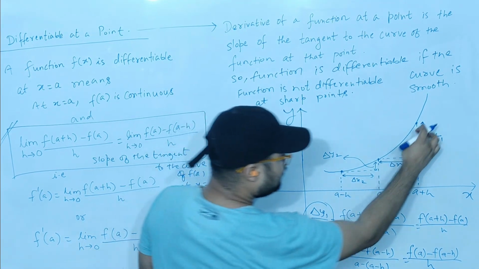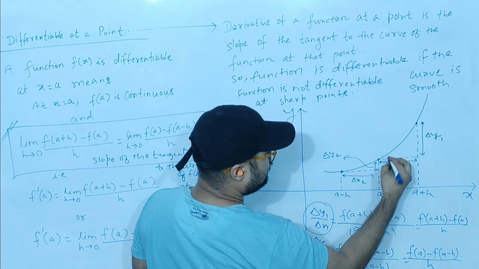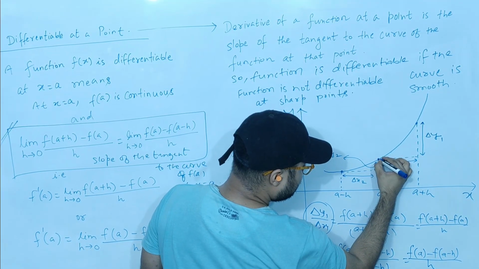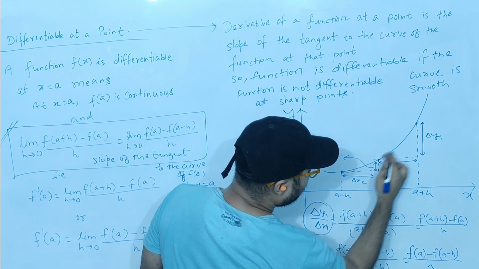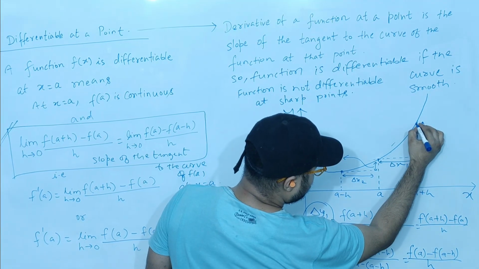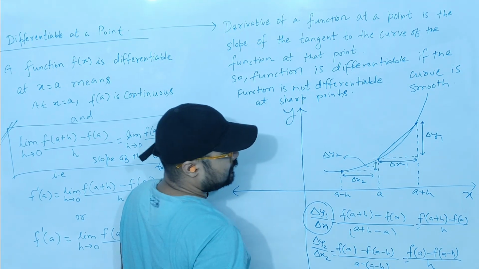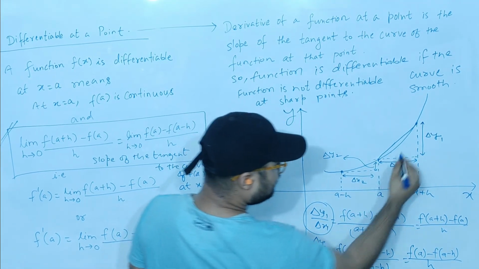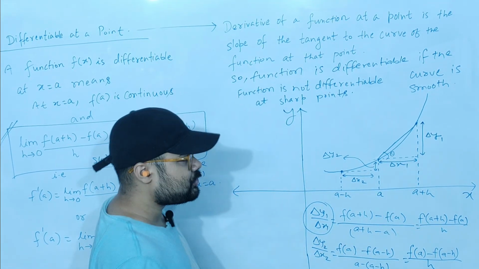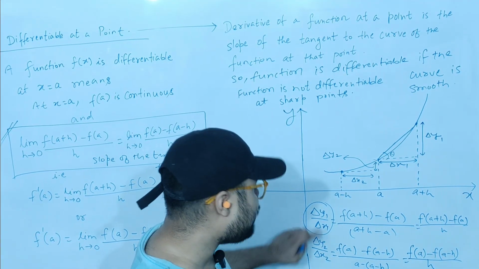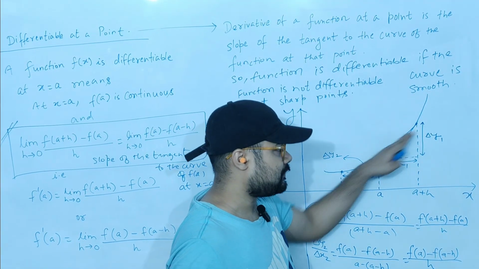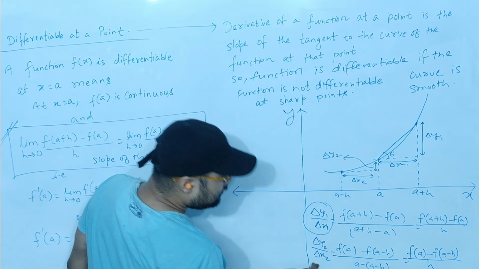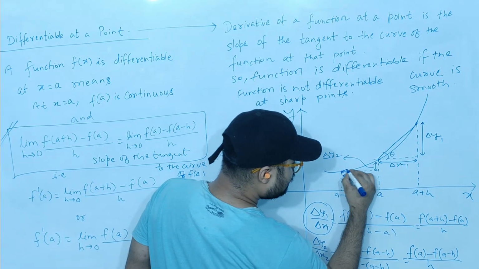Then delta y1 by delta x1 is what? If you draw a line that meets these 2 points, then delta y1 by delta x1 is tan theta, which is the slope of this line. Similarly, delta y2 by delta x2 is the slope of the line when you join these 2 points.